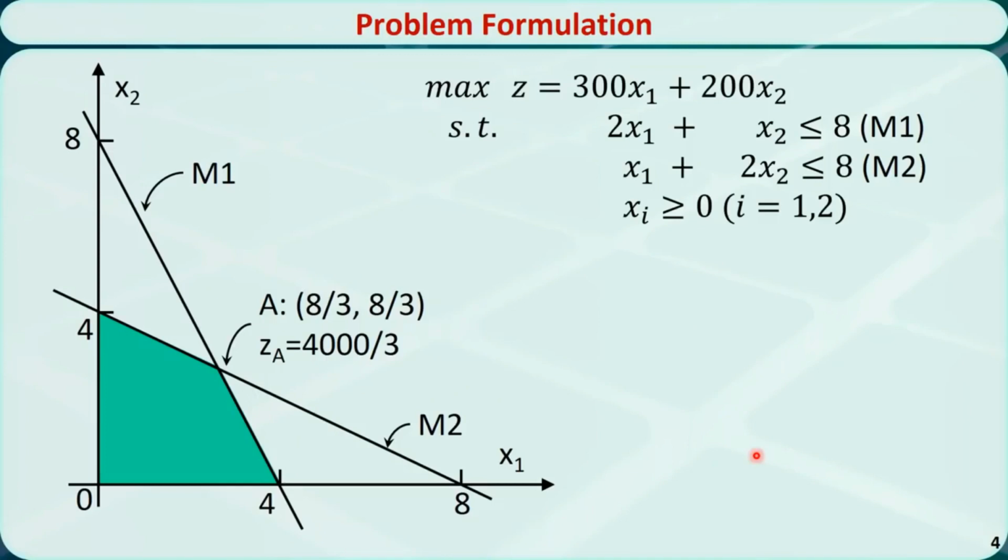This problem has only two variables. We can solve it graphically. This is the constraint of machine 1 and this is the constraint of machine 2. This shaded area is the feasible region. This point A is the optimal solution. The objective function value at this point is 4,000 over 3.